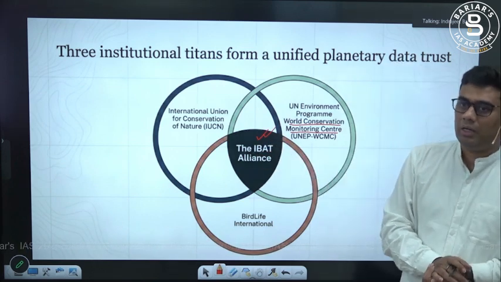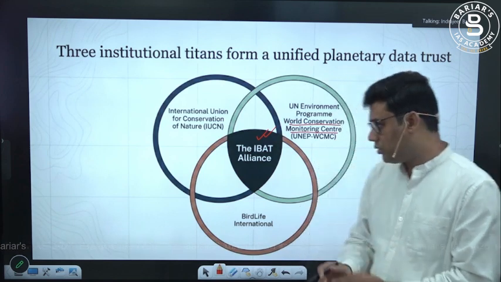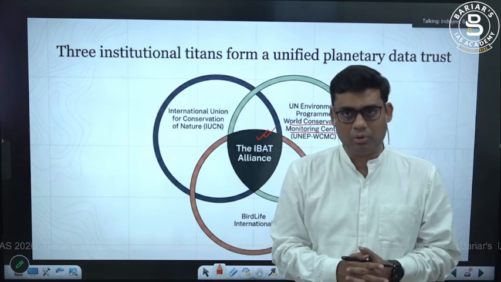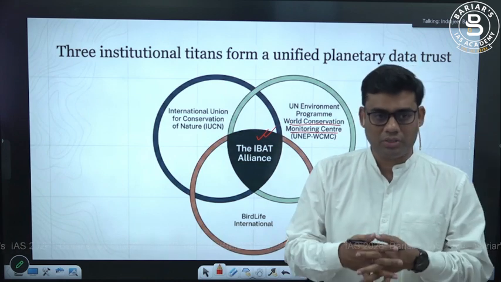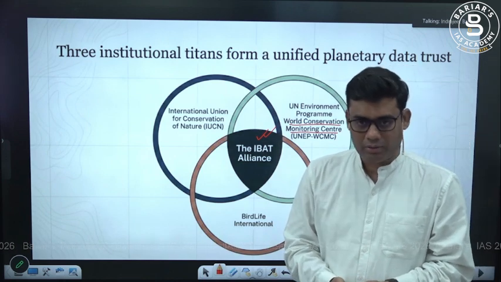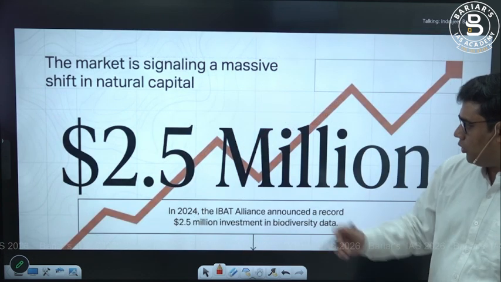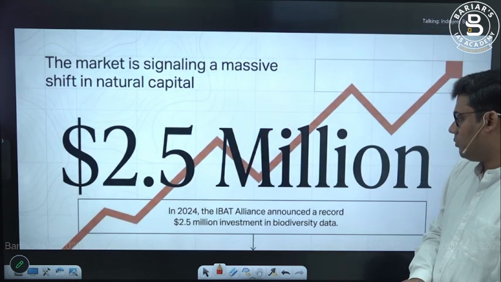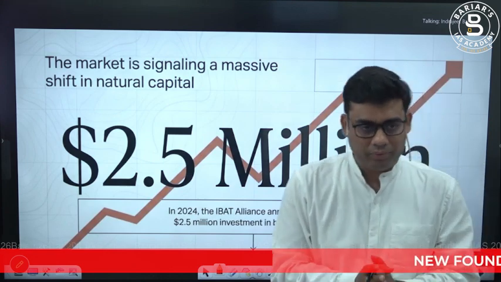constituting the IBAT Alliance. Now, this IBAT Alliance was in the news because it released a report that last year it made the highest ever investment in this alliance. Overall, a $2.5 million investment has been made with respect to biodiversity data.